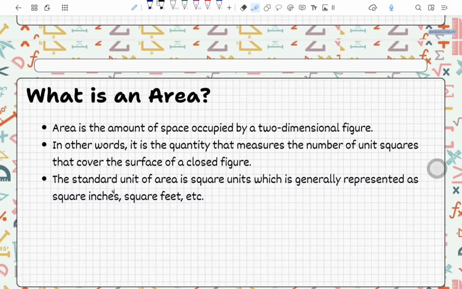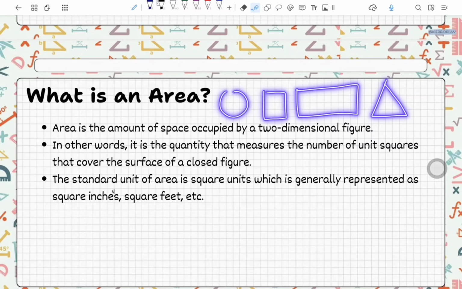Again, what is area? Area is the amount of space that is occupied by a two-dimensional figure. When we say two-dimensional figure, we mean 2D shapes. What are examples of two-dimensional figures? We have the square, rectangle, triangle, circle, and a lot more.